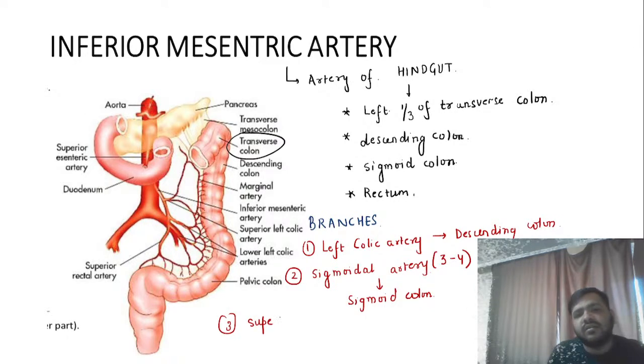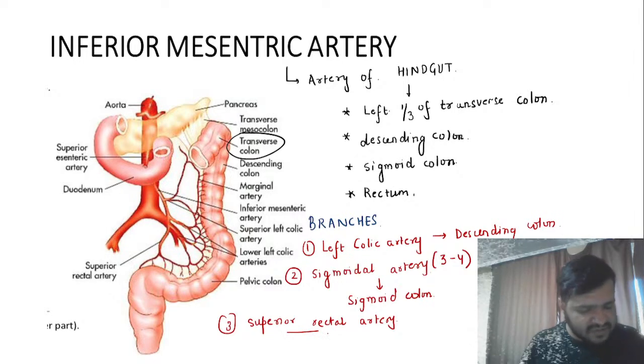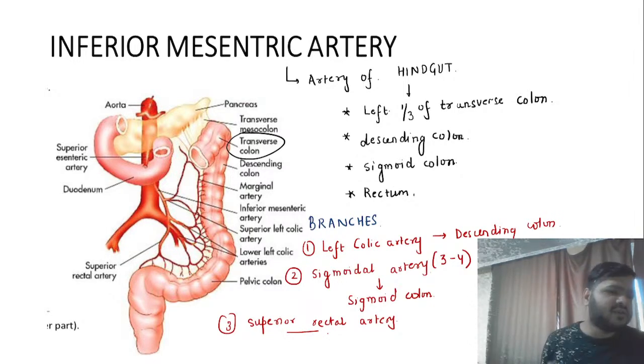And the third one, beta, remember we have the superior rectal artery. Now the superior rectal artery, basically it is a continuation of the inferior mesenteric artery, and it is supplying the rectum only. Okay, अब ये it is actually the continuation of the inferior mesenteric artery, and it is just supplying the upper part of the rectum. Okay, that's why it is the superior rectal artery. It is just supplying the upper part of the rectum.